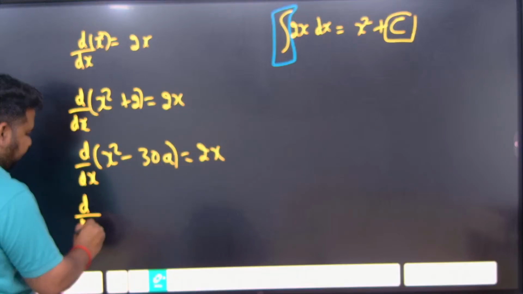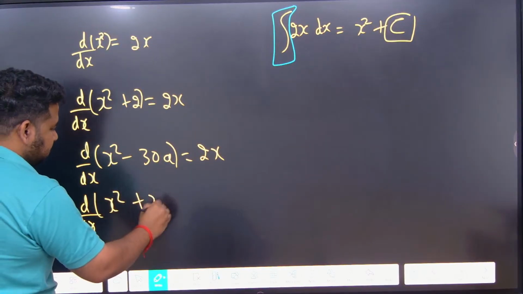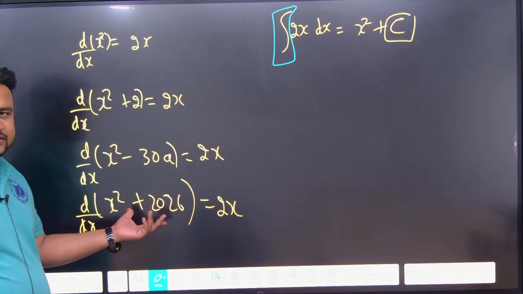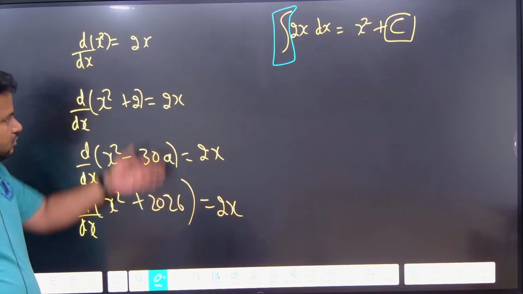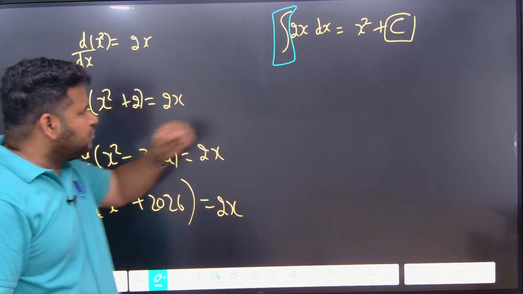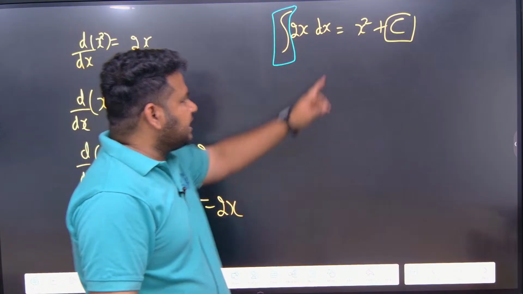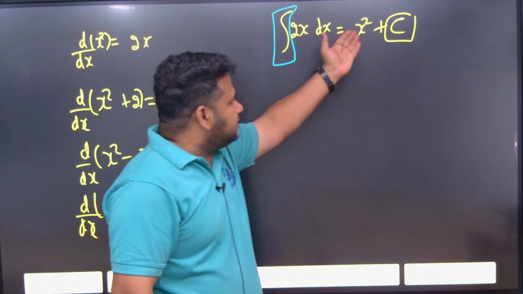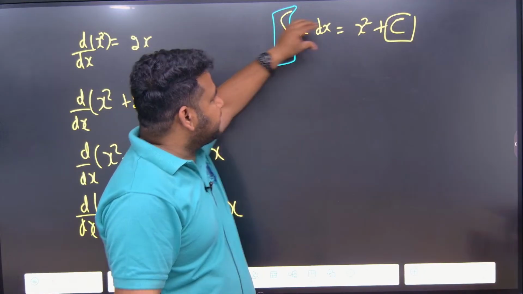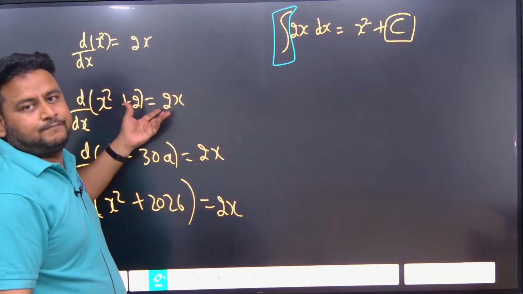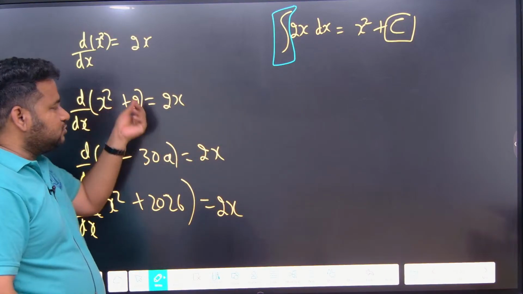If I write d by dx of x square plus 2026, what is my answer? The answer will still be 2x only. 2026 is a constant value, and the derivative of a constant is 0. So I will have 2x. When I integrate this 2x, I will write x square plus, if 2x is there, there may be some constant. 2x is coming because of x square, but if it is coming because of x square plus 2, I don't know, because x square plus 2 is also giving 2x.